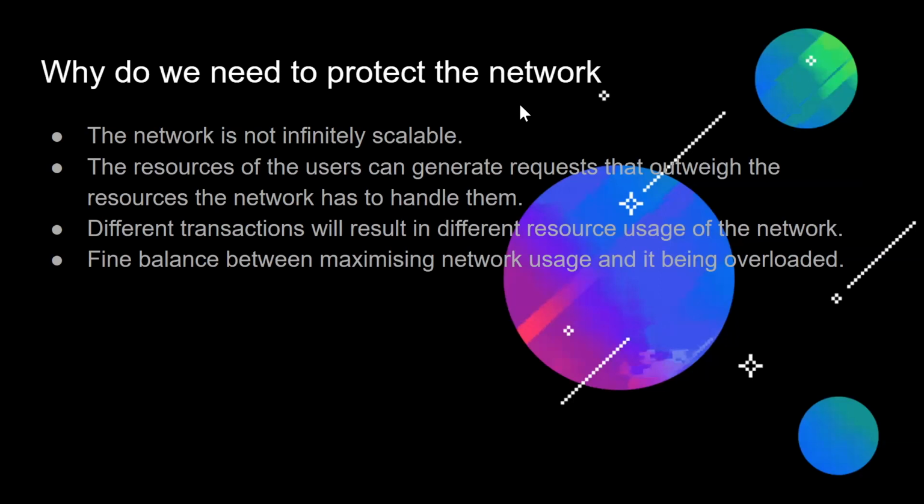We have different transaction types that will result in different resource usage in the network. So if we send through a new order, that might be quite light. If we send through a cancel all, that cancels 1,000 orders, that's going to generate a lot of work. So we need to be able to differentiate between those and know how to handle them in a fair way inside the network. We have this very fine balance between maximizing the network usage and not being overloaded. So we want to make available as much of the system as we can without it causing problems and overloading so that the performance degrades.